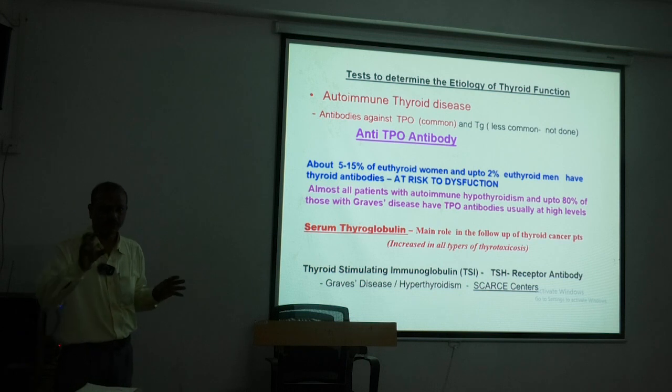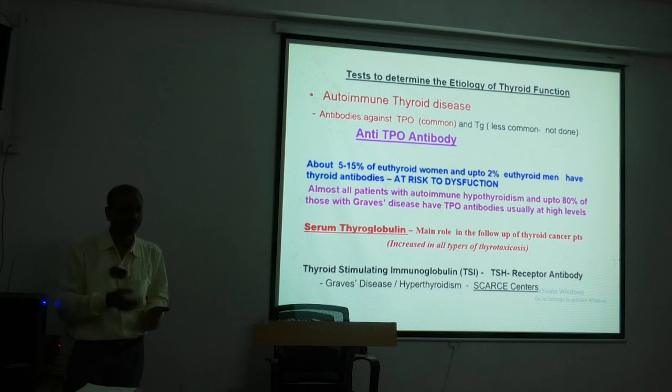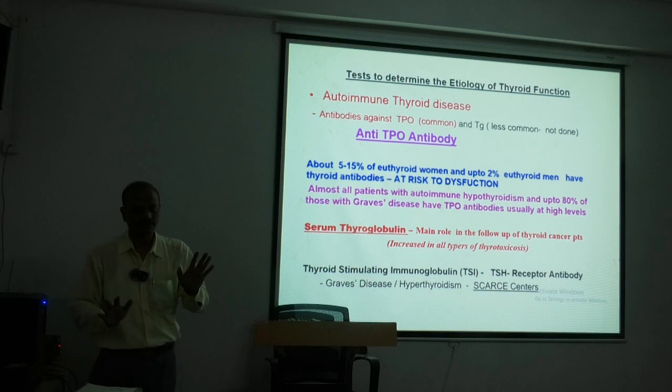Now, the thyroid follicle contains thyroglobulin. If the patient suffers from thyroid cancer, obviously that follicular structure is destroyed and thyroglobulin is released into the system. Now, after the cancer is treated, be it surgery, radiotherapy, or chemotherapy, the patient needs follow-up. And during follow-up, it is important to see whether the cancer has recurred or not.